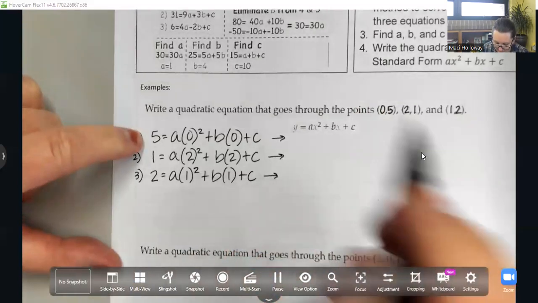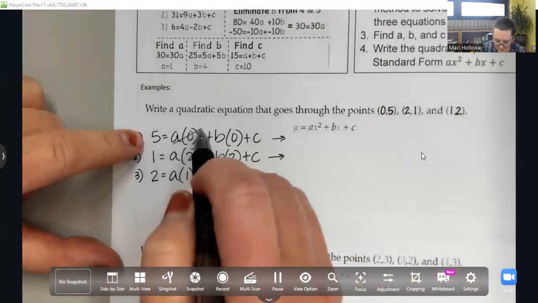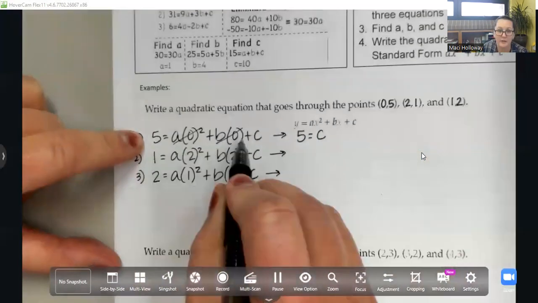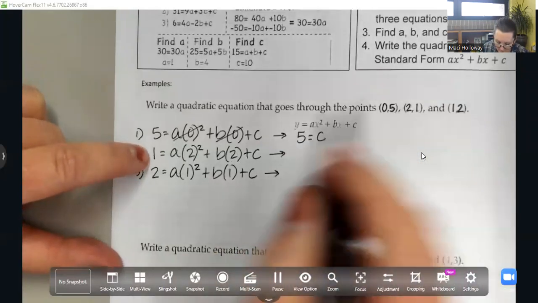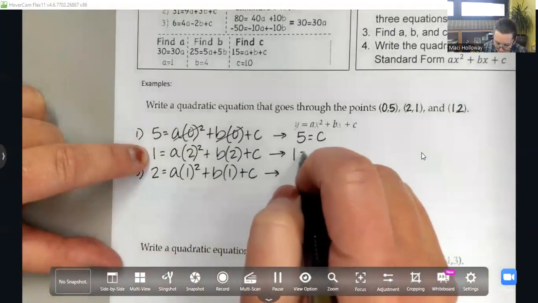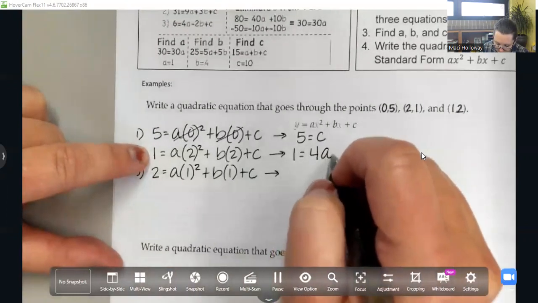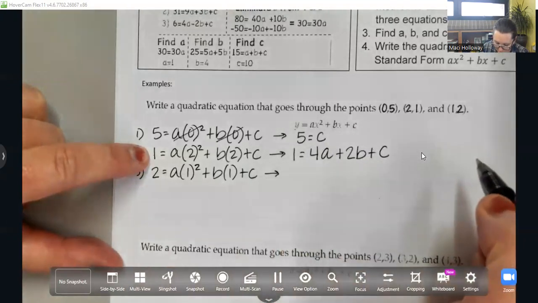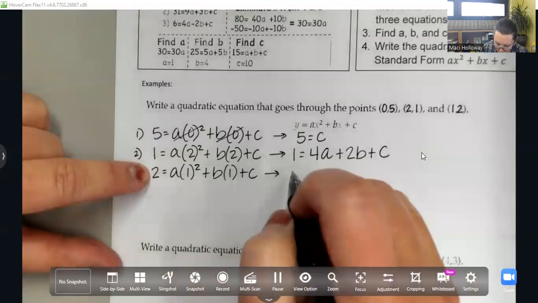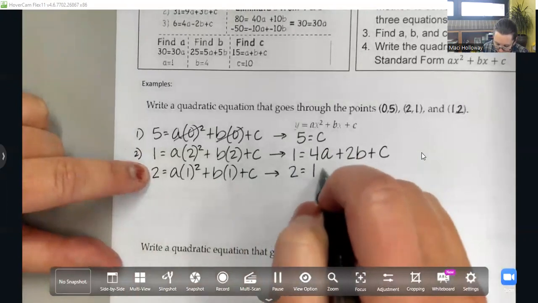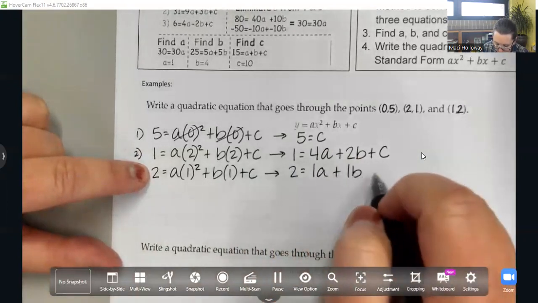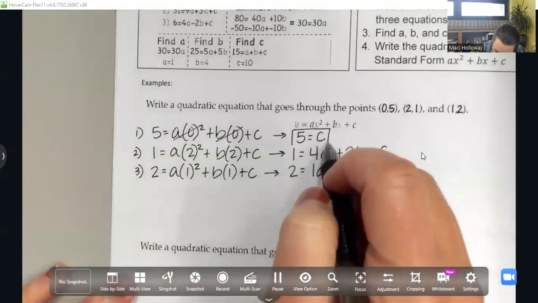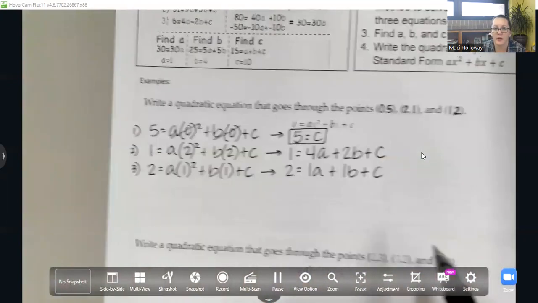So when I simplify, times 0, that's 0, times 0, that's 0. So this is nice. 5 equals c because everything else canceled. That's lovely. If I work this out, I have to square my 2. So I have 1 equals 4a plus 2b plus c. And then down here, if I square my 1, I have 2 equals 1a plus 1b plus c. Now, since I know that c equals 5, that's one of my answers. That's great. I'm going to go ahead and box that.